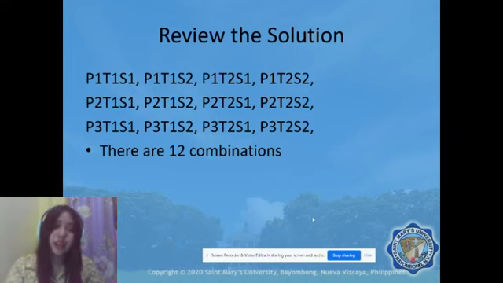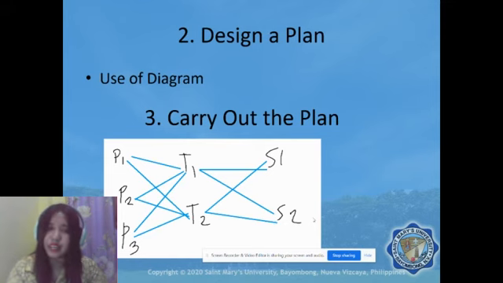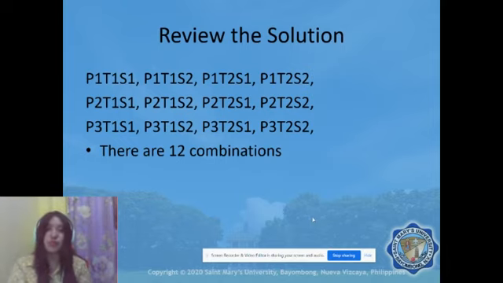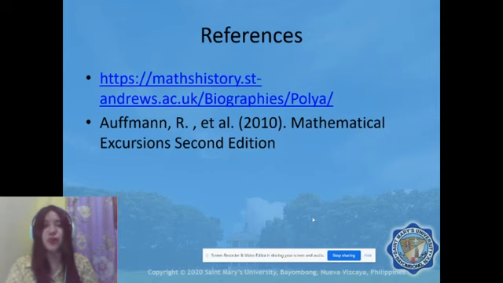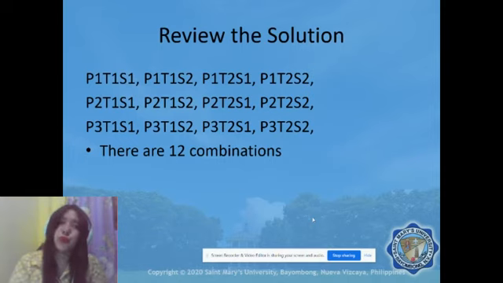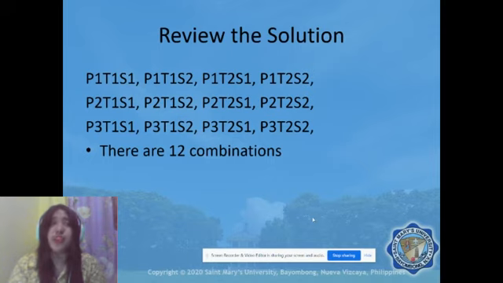So after that, again, you have to review the solutions if you did not miss anything, or if this makes sense when you go back to the problem. Is this the answer, rather, to the question asked? So there are 12 combinations. So aside from this method, if you are also familiar with the equations or the formula, you can also apply the formula. So that's also a strategy.